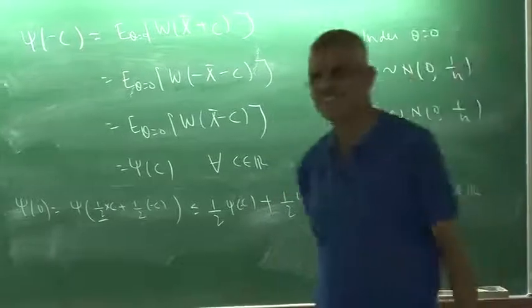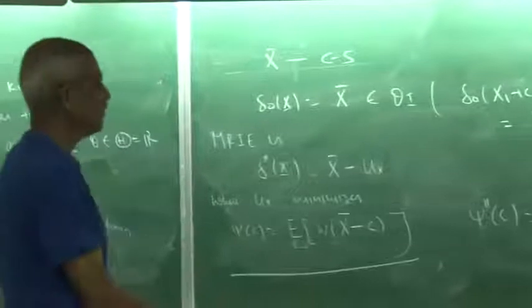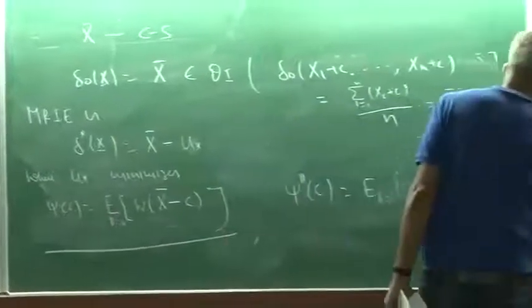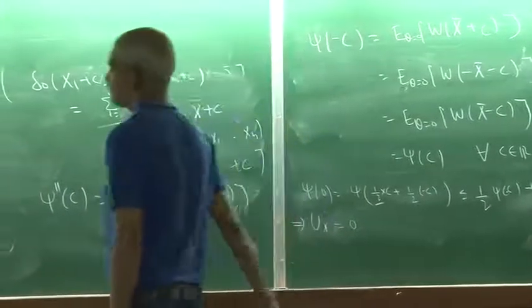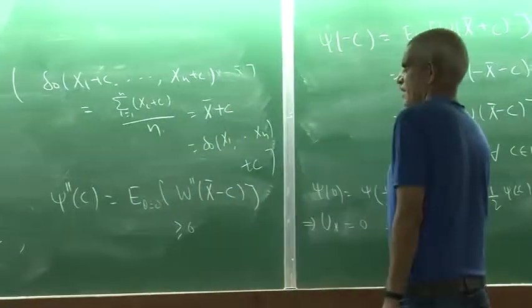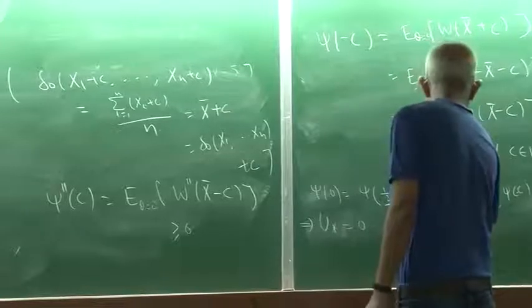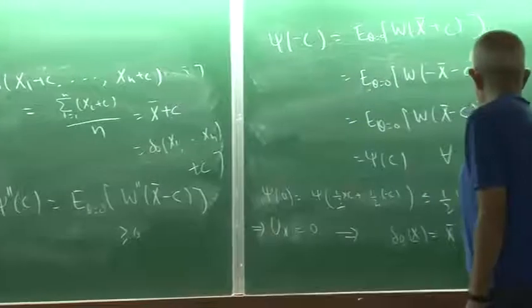So what does that mean? Psi 0 is always less than or equal to psi c for every c belonging to R. That means the minimizing u star is 0. And which says that delta naught of x, which is x bar, is the MRI.